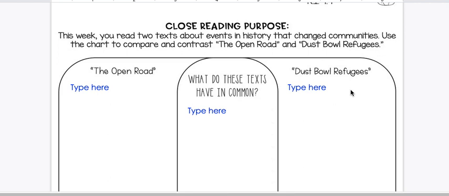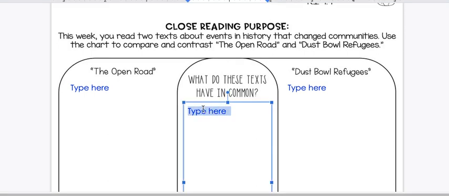So we are going to think how both of these texts brought people from different parts of the country together, or maybe separated them, how these texts are the same and how they are different. So first I want us to think, what did these two stories have in common?